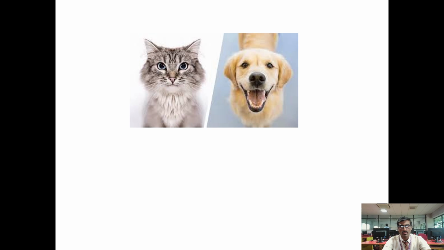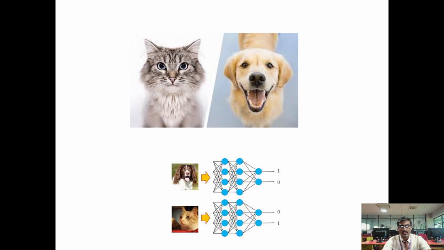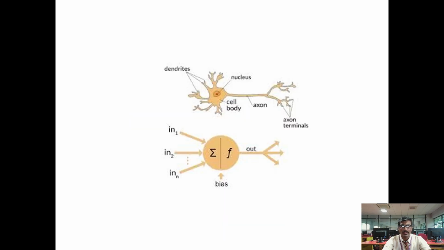Cat, dog, these all are living beings. They have a brain, they have thinking ability. The only thing is they cannot speak like human beings. They also have neurons, so they do have a pattern.